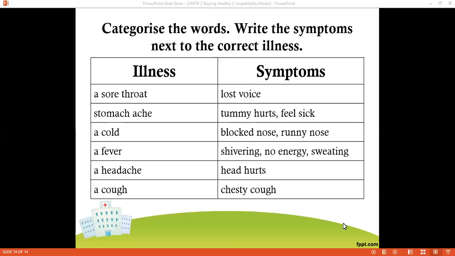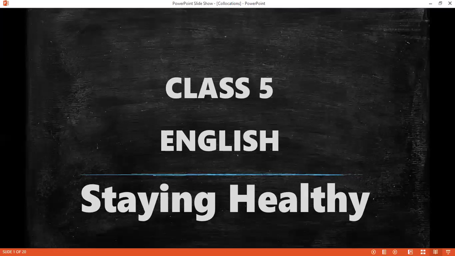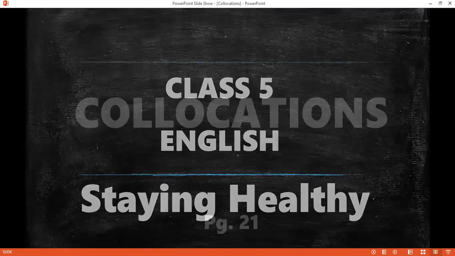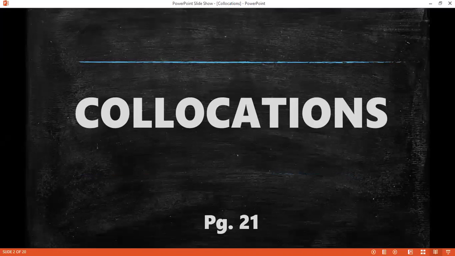So now we are going to start our new lesson. Are you ready to start the new lesson? Be ready with your book at page number 21. Are you ready? Okay. Now this is about word study. So in word study today, we are going to study about collocations, right? So let's see what are collocations.